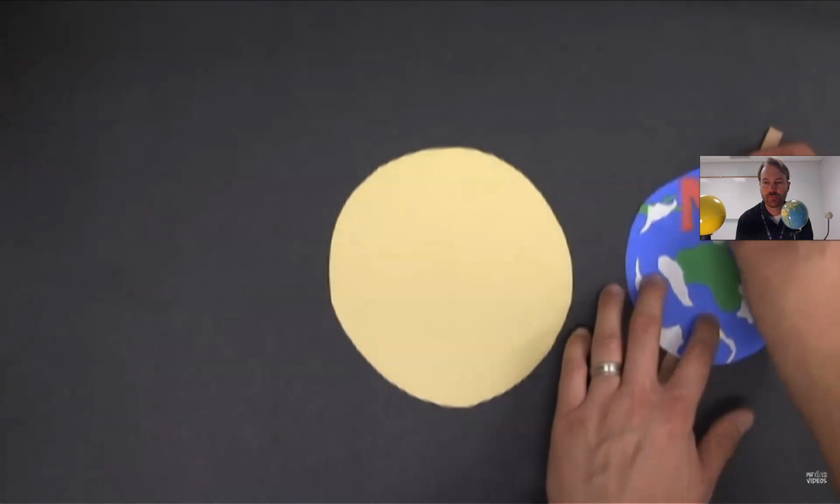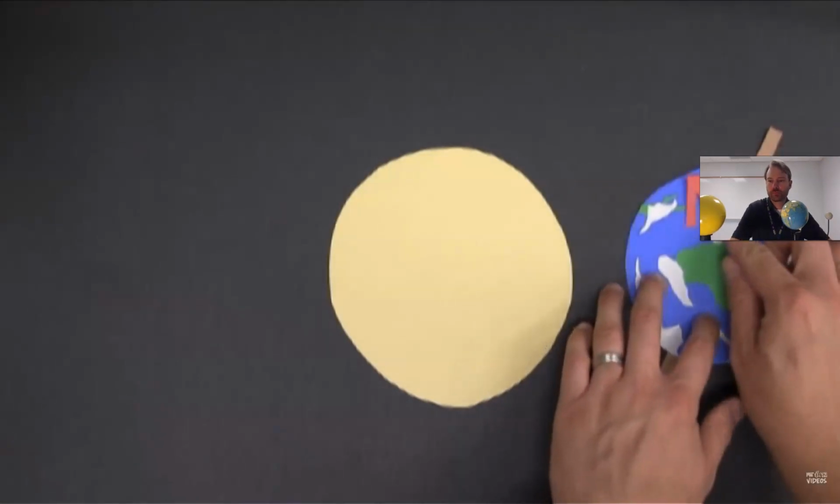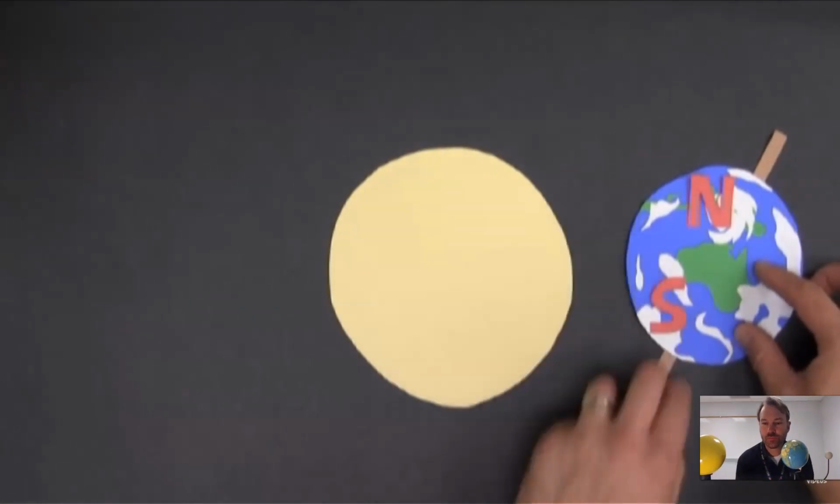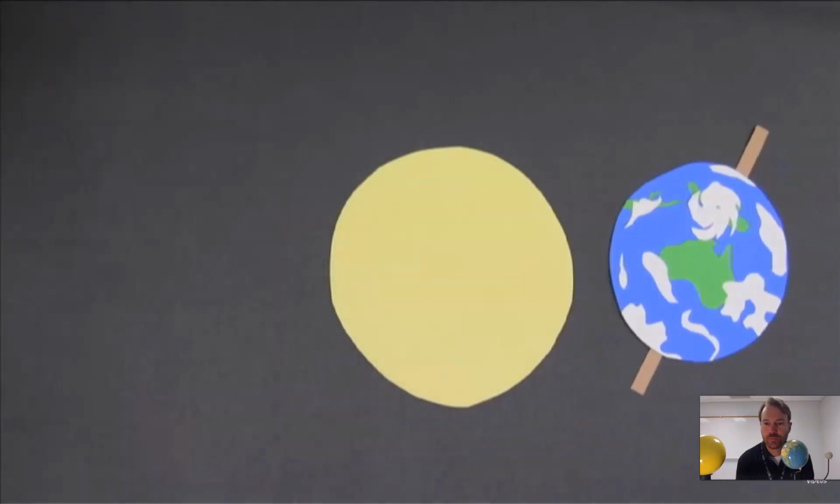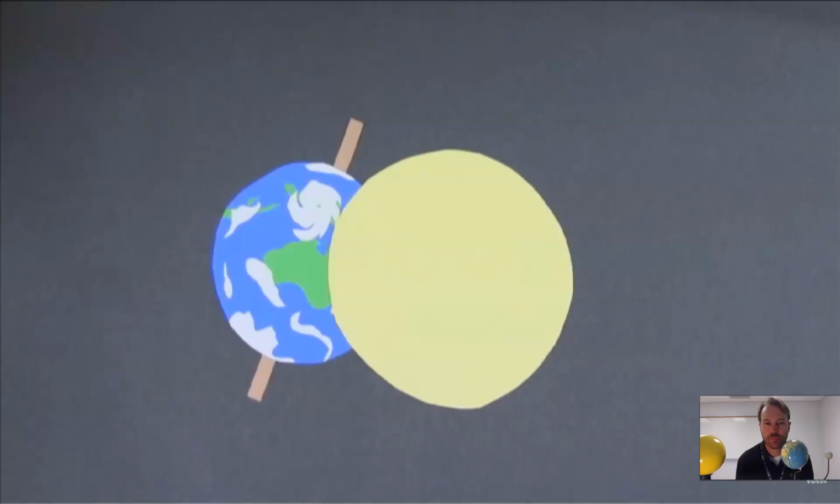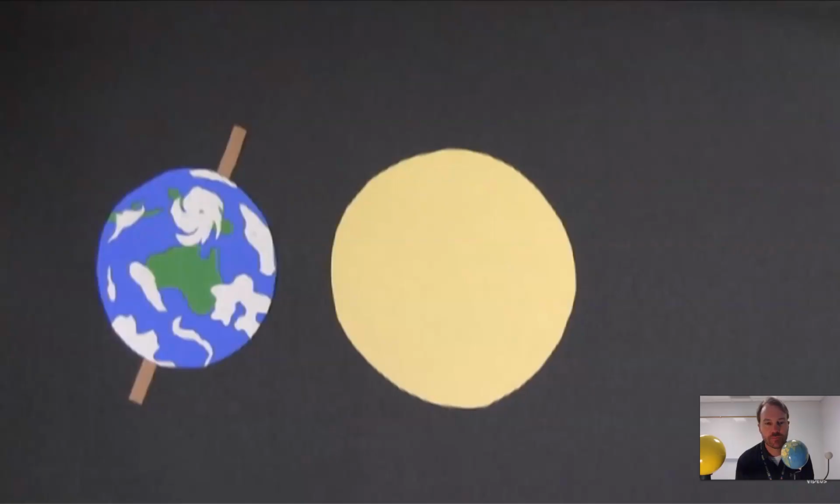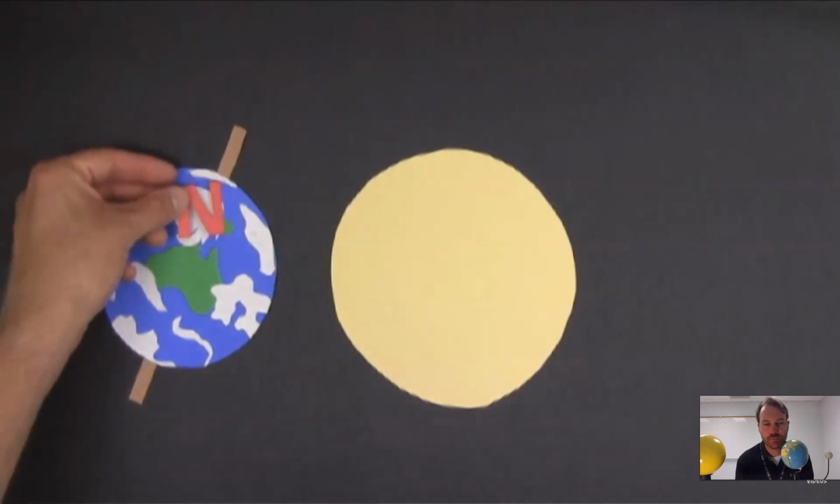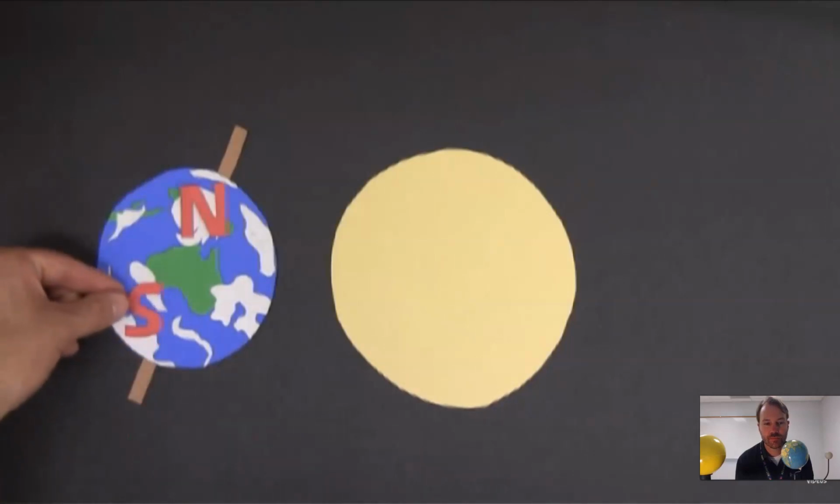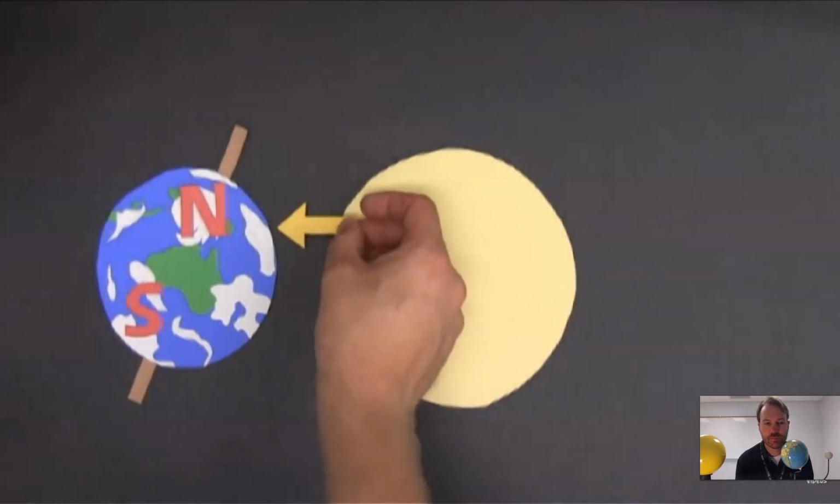So, when the Earth is on this side of the Sun, the northern hemisphere is angled away from the Sun. The southern hemisphere is angled toward the Sun. When the Earth is revolving around the Sun, it stays tilted in the same position. The axis doesn't wiggle around or anything. It just stays fixed in a certain direction. So when the Earth is over here, the northern hemisphere is angled towards the Sun, and the southern hemisphere is angled away. When a hemisphere is angled towards the Sun, the Sun's rays hit it directly.